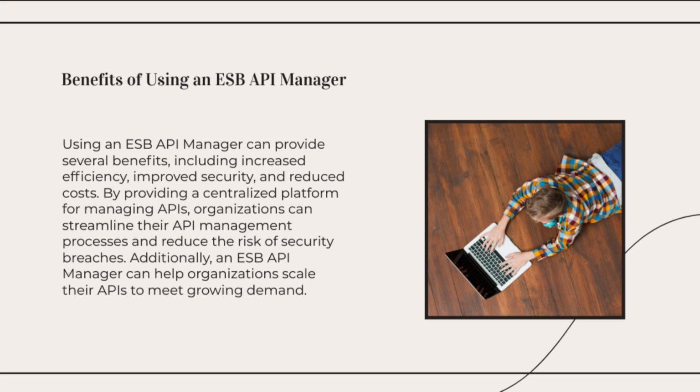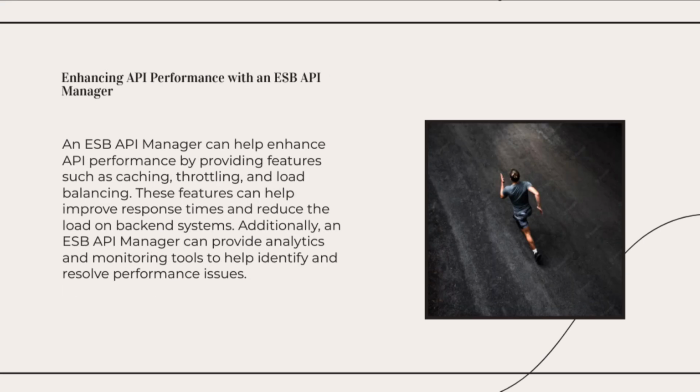4. Rate limiting and throttling. Implement rate limiting and throttling policies to control the number of API requests processed per unit of time. This prevents abuse, ensures fair usage, and protects back-end services from being overwhelmed. The API Manager component of an ESB often offers rate limiting and throttling capabilities that can be configured based on various criteria, such as client, API, or subscription.